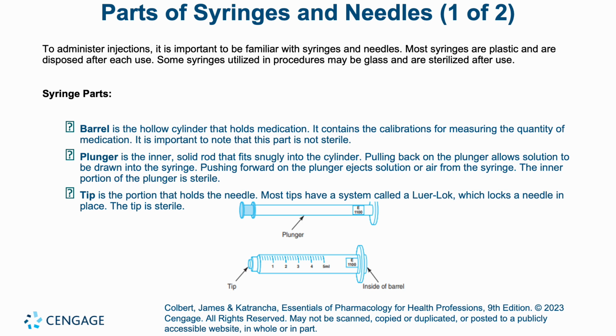Plunger is the inner solid rod that fits snugly into the cylinder. Pulling back on the plunger allows the solution to be drawn into the syringe.